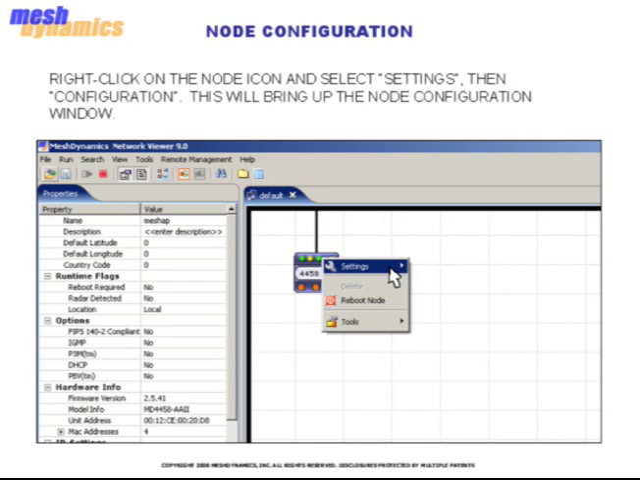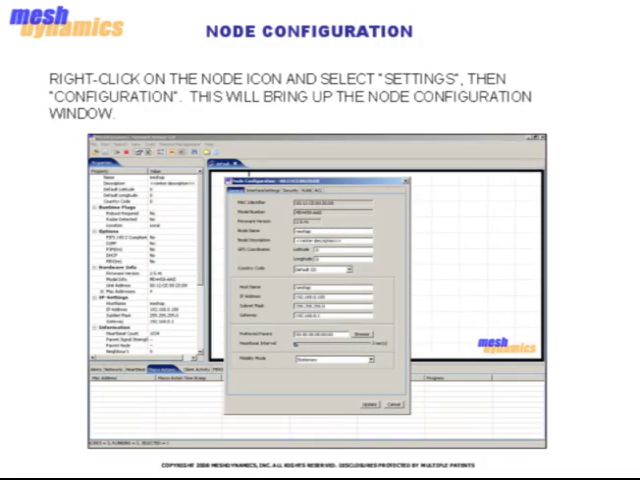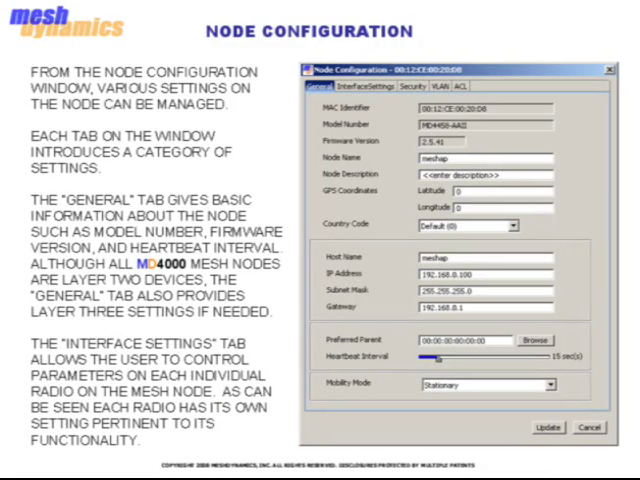Right-click on the node icon and select Settings, then Configuration. This will bring up the node configuration window. From the node configuration window, various settings on the node can be managed. Each tab on the window introduces a category of settings. The General tab gives basic information about the node, such as model number, firmware version, and heartbeat interval. Although all MD4000 mesh nodes are Layer 2 devices, the General tab also provides Layer 3 settings if needed.